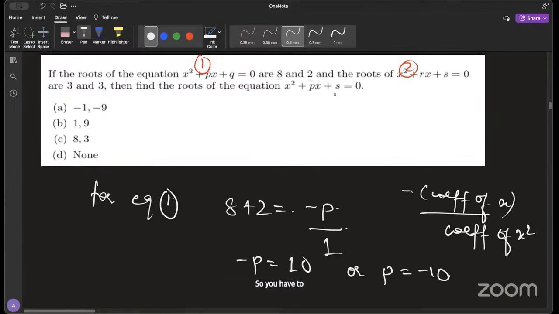So you have to find p, and then you have to find s from it. Because for you to be able to find the roots of this equation, you need p and s. Ma'am, option B.